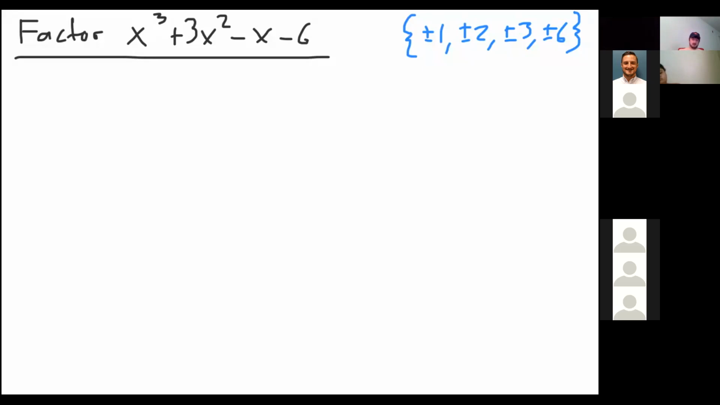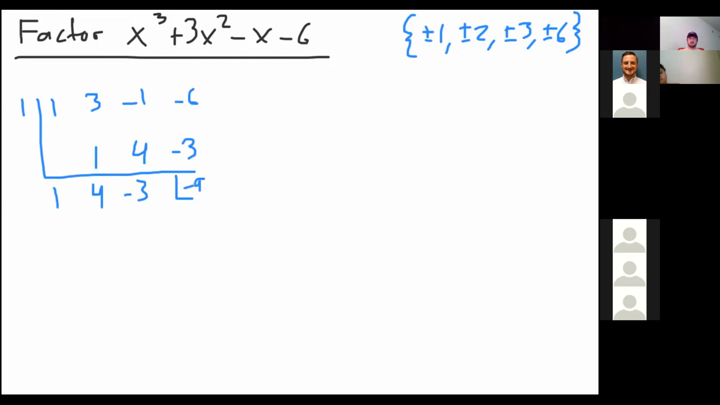So I could test something like, I don't know, 1. Let's see if 1 is a root real quick. And I use synthetic division to do that. So I have 1, 3, -1, -6 for the coefficients of my polynomial. Drop down the first one, go up and to the right. I'm going to quickly do this synthetic division. Every time I go up and to the right, I multiply by my root. So I see that the remainder in this case would be -9, which means that 1 is not a root.